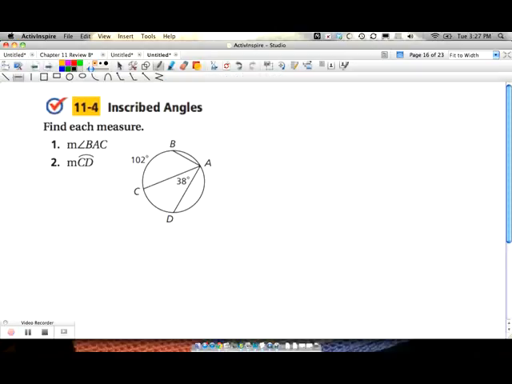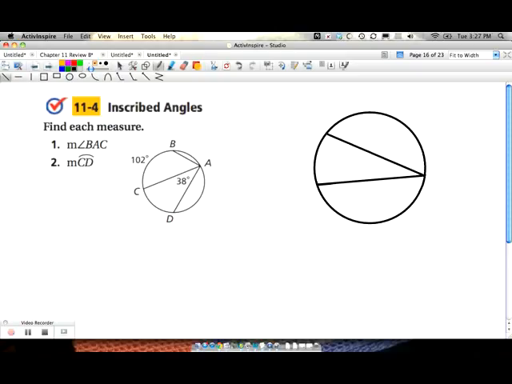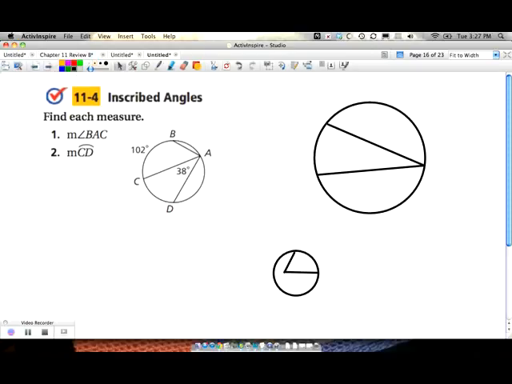What happens with inscribed angles is we look at the arc: the measure of the angle is the arc divided by 2. If we know that this arc right here is 102 degrees, the angle is going to be related to it. The arc is going to equal twice the measure of angle BAC, which they're asking us to find. So we take 102 and divide it by 2, which is 51. So this question is 51 degrees.